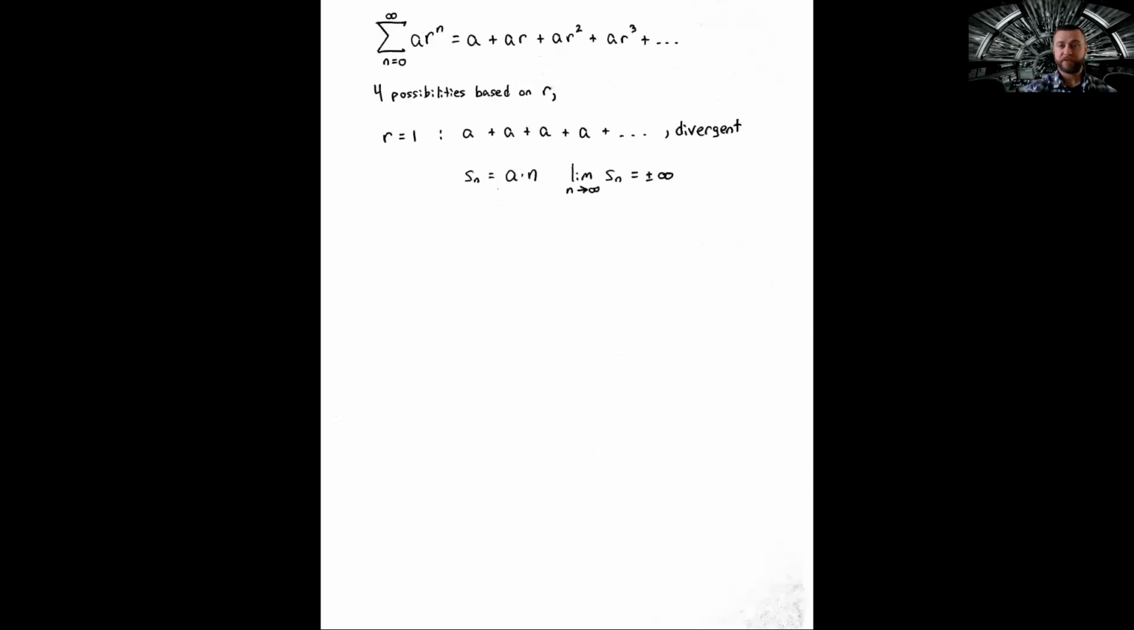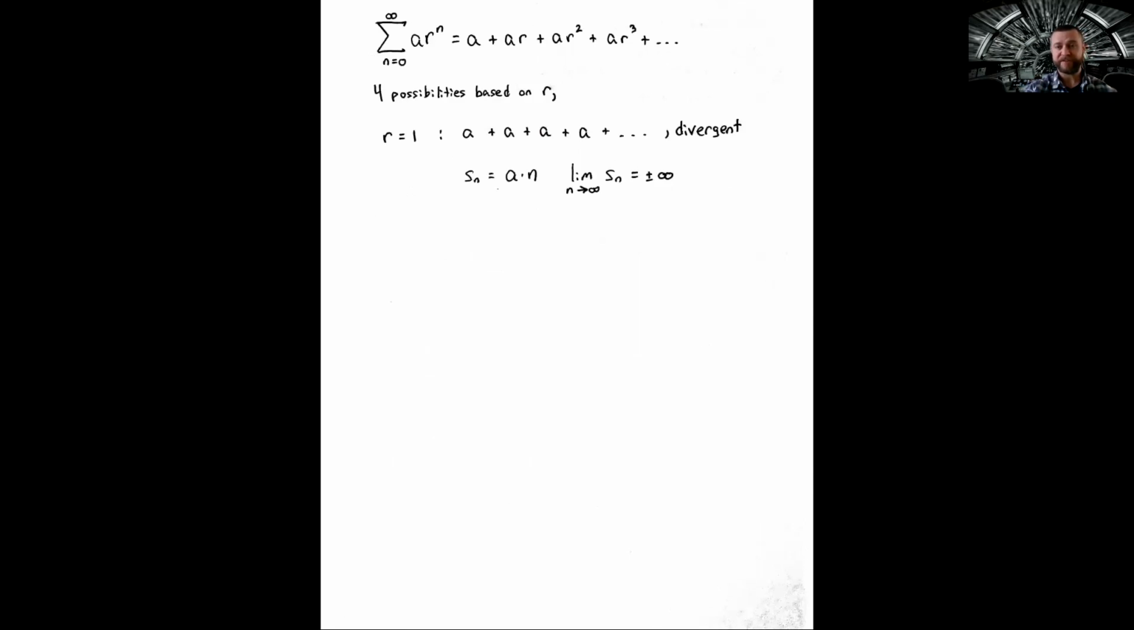All right, now this is one where we're going to reference back to being able to find a formula for the nth partial sum. And there's going to be 4 possibilities, all depending on the value of r, the ratio. All right, let's start first with the case r equals 1.